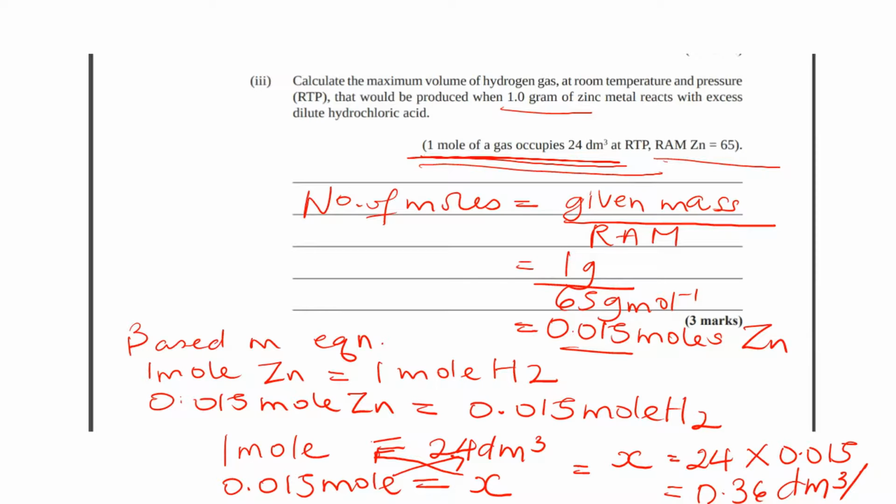So basically, based on what they give us, we work our way down. So we found the number of moles of zinc in 1 gram, and then we related that to the number of moles of hydrogen produced, right? And then from that, we can find the maximum volume of hydrogen gas produced at room temperature. So you see the steps, right? Hope that everybody understands that. So that's how you get your 3 marks.